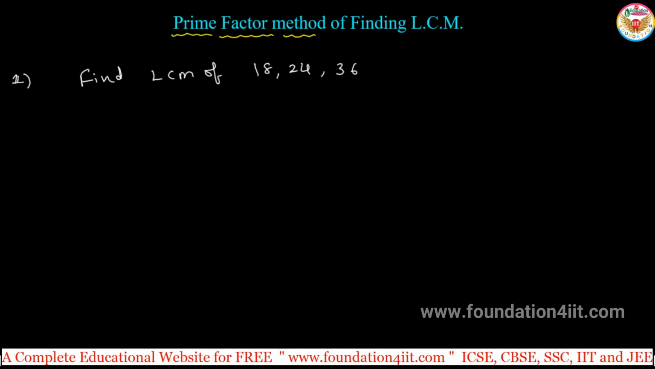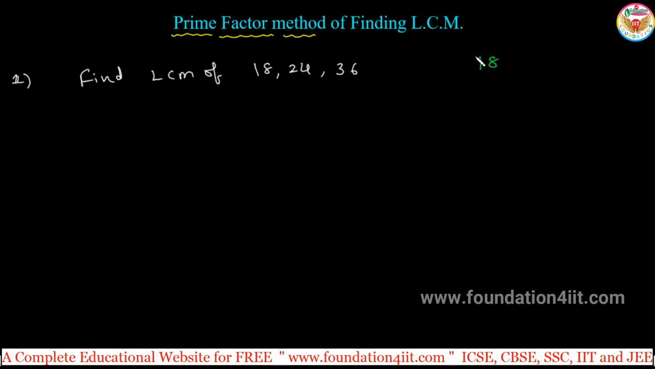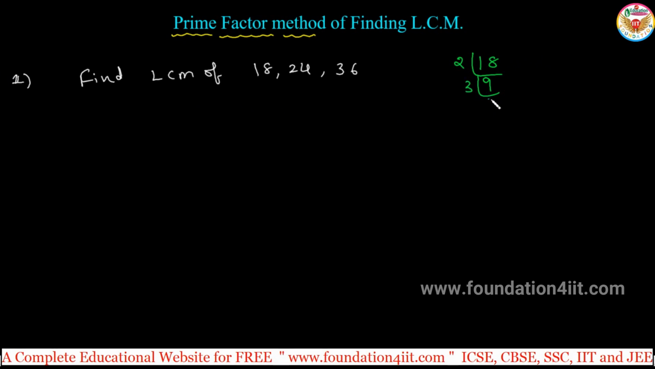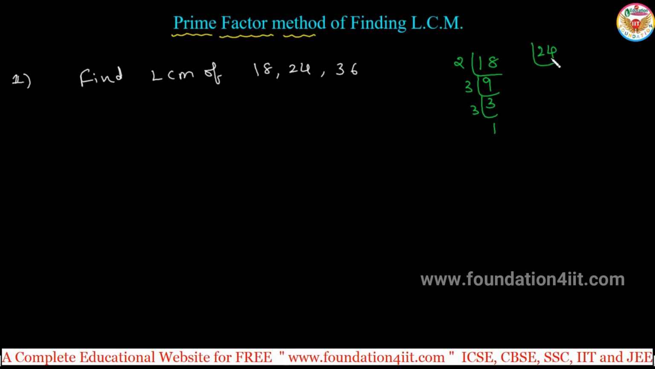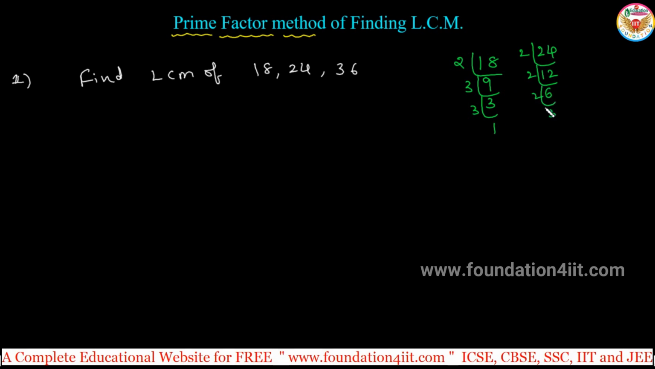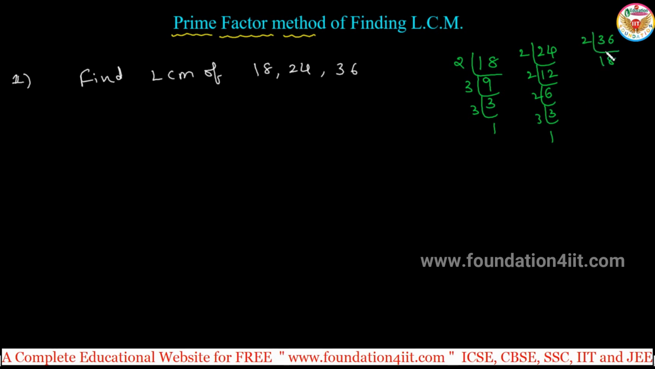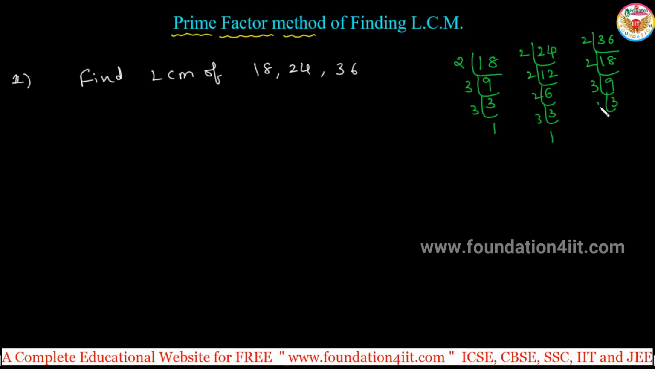In this, first you have to find out the prime factors. We already discussed this in highest common factor, HCF. So let's take 18 and find the prime factors. 2 times 9, next 3 times 3 is 9. Next is 24. 2 12s are 24, again 2 6s, 2 3s. Next is 36. 2 18s are 36, again 2 times 9, again 3 times 3.